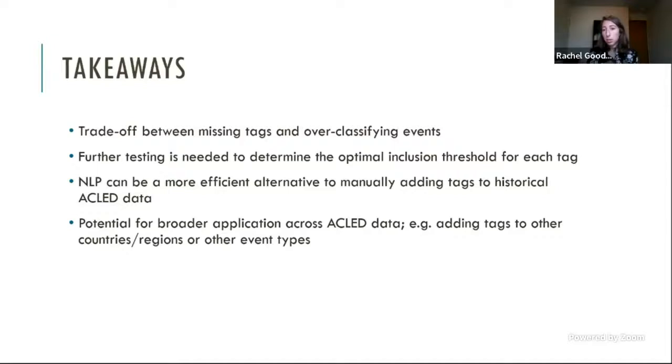So our next steps are just going to be working on testing different inclusion thresholds for each tag to see what works best. But even with these caveats and with these challenges, I think we can see that NLP certainly has a lot of potential to be an efficient alternative to manually adding these tags to our historical data. And more generally, as we'll hear from the other panelists, text classification has a lot of potential for broader application, not just across ACLED data, but across peacebuilding data in general.